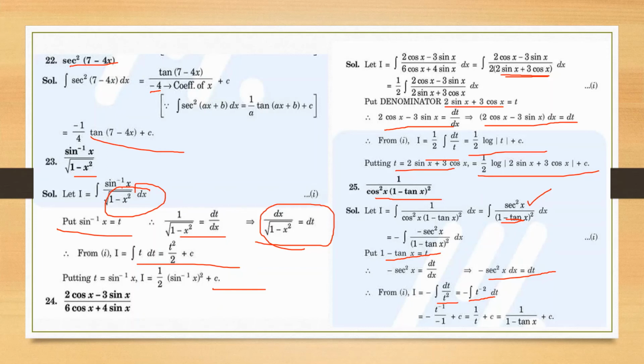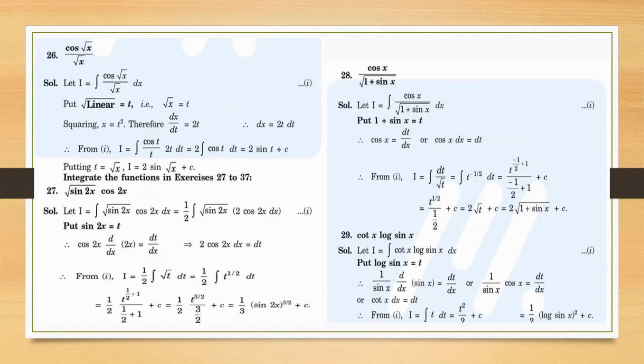Next, cos root x upon root x. Put root x as t. Remember this, or x as t square. So dx is 2t dt. The question changes to 2 times cos t dt, which is 2 sin t plus c, and re-put root x, and you will get this answer.